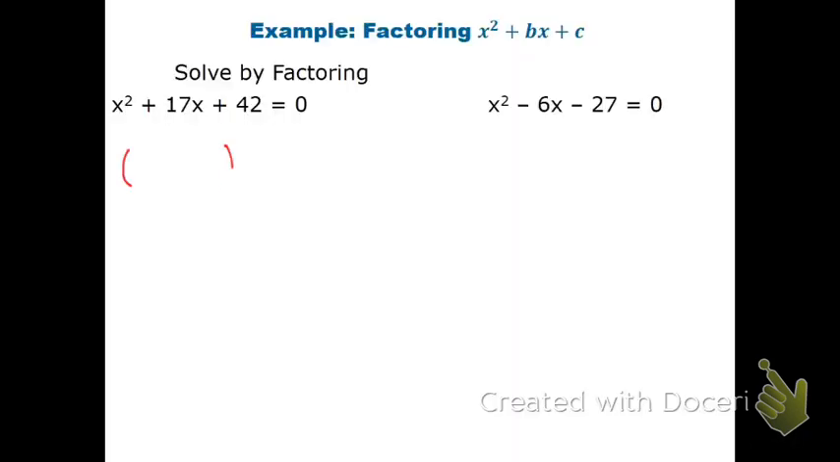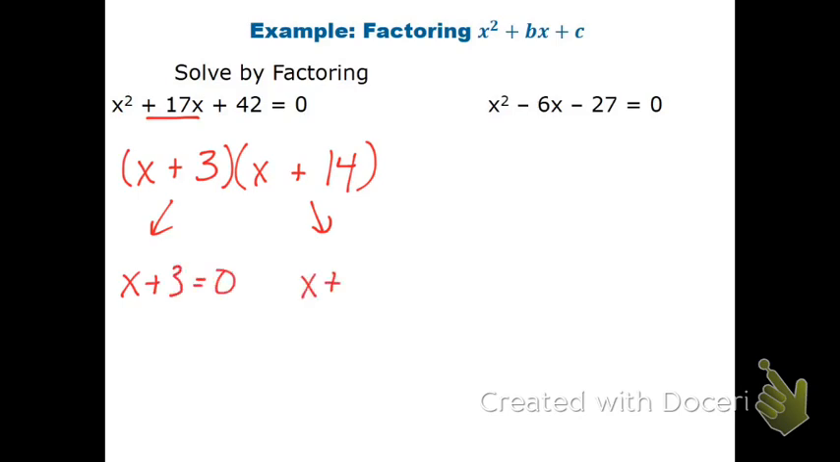So in my parentheses, my numbers are going to be 3 and 14. And then the only thing I have left to find out is, since they're going to be same signs, and I want them to add together to get me positive 17, they're both going to be positive. From there, to solve my equation, I can split it up into two separate equations. X plus 3 is equal to 0, and x plus 14 is equal to 0. In both equations, I can subtract the number to the other side to get x is equal to negative 3, and x is equal to negative 14.